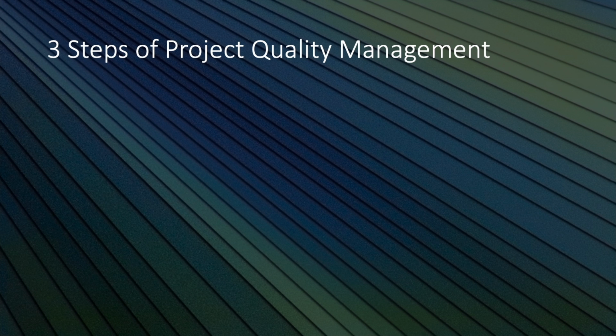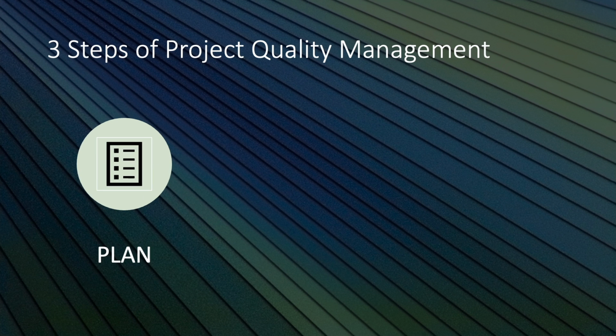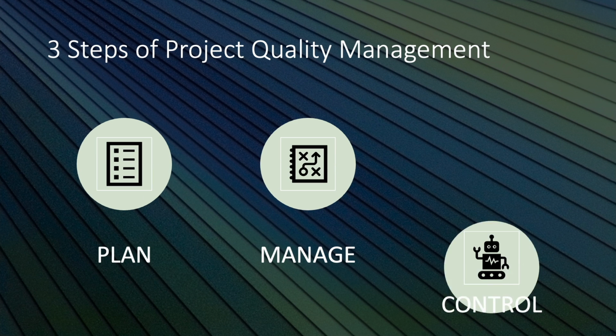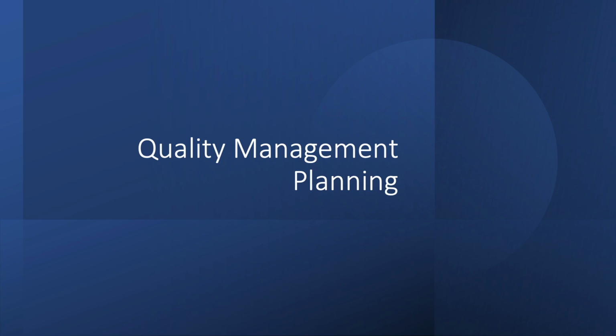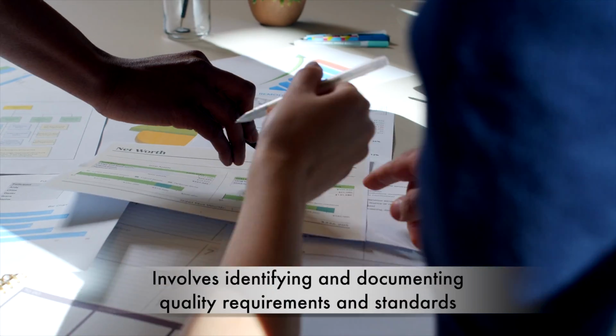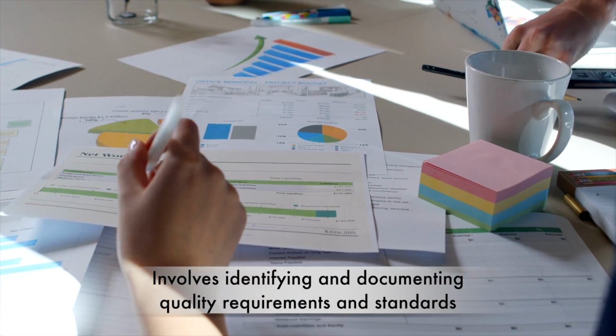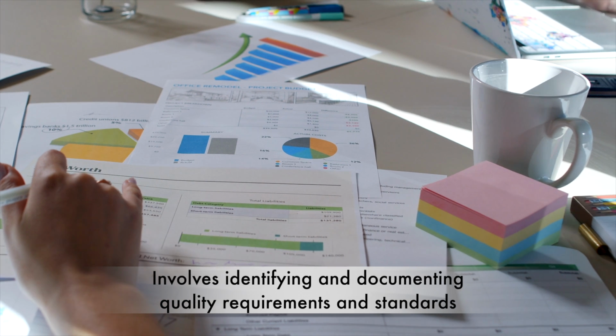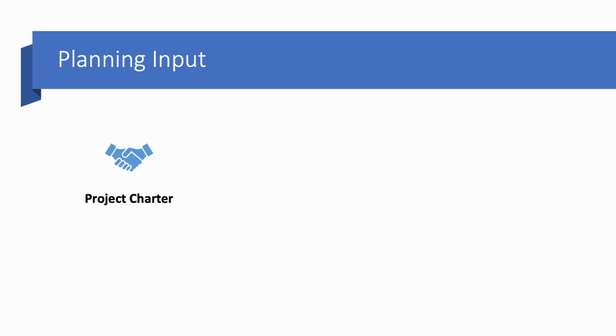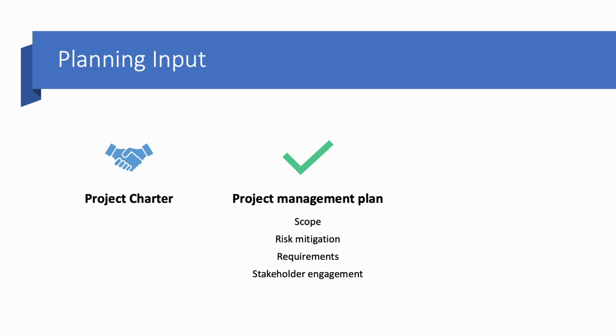Project quality management has mainly 3 steps. A. Plan. B. Manage. C. Control. Plan quality management involves identifying and documenting quality requirements and standards. Inputs are 1. Project charter. 2. Project management plan on scope, risk mitigation, requirements, and stakeholder engagement.